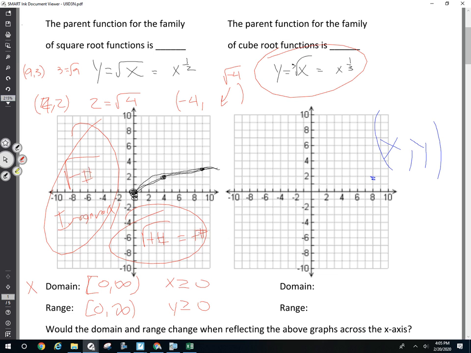What would be another point that you would know? Who said 27 earlier? 27, 3. Where's 27? All the way over here. Can you even graph it? Nope. 1, 1 works. 0, 0 works. Are there going to be negatives here? No. Is 0, 0 a point? 0, 0 is the point. The cube root of 0 is 0. Just keep thinking it's a smaller fraction, but never cross.